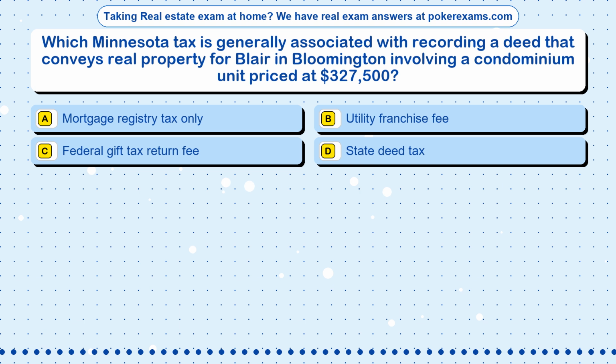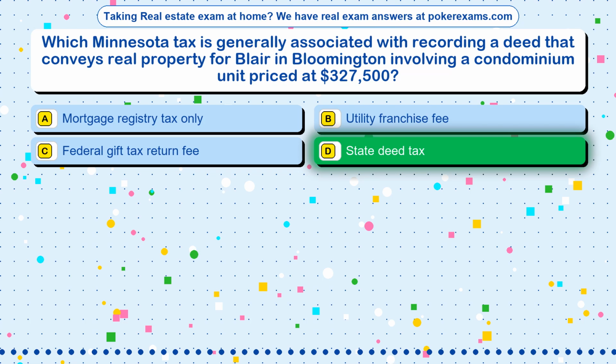Question 72. Which Minnesota tax is generally associated with recording a deed that conveys real property for Blair in Bloomington involving a condominium unit priced at $327,500? Option A, mortgage registry tax only. Option B, utility franchise fee. Option C, federal gift tax return fee. Option D, state deed tax.